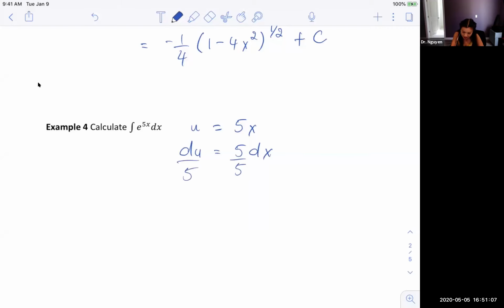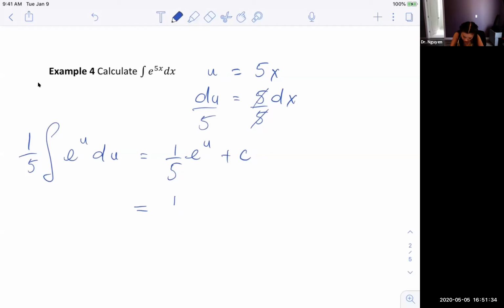All right. So I can take that 1/5 out from the very beginning, 1/5. And then instead of e to the 5x, we have e to the u du. Okay, so it's going to be 1/5 e to the u plus c. And then we know that this is just 1/5 e to the 5x plus c.